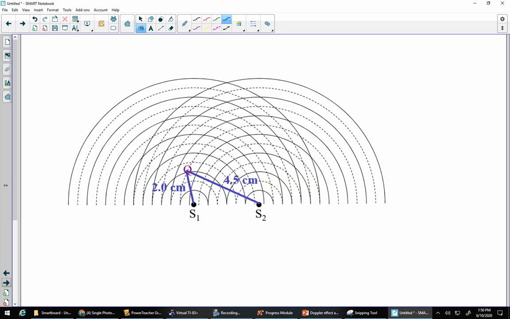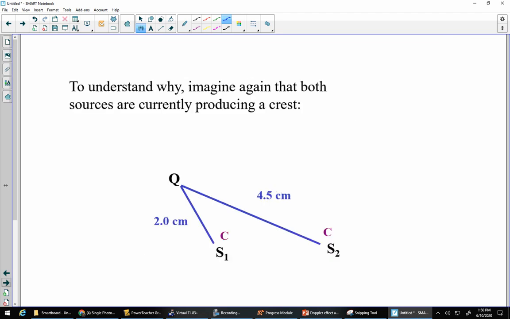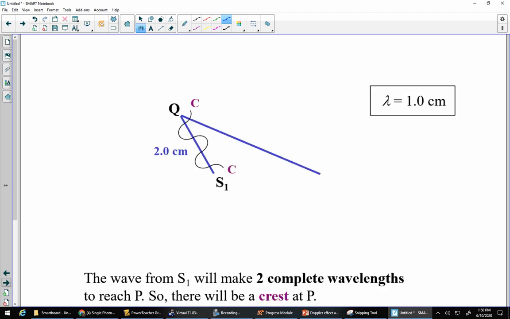If we wanted to do the same thing, with the same wavelength of 1 centimeter, what's the path difference between these two? 4.5 centimeters and 2 centimeters. So if the path difference is a whole number multiple of the wavelength, we have constructive. 2.5 centimeters is not a whole number multiple of one. We're probably going to have destructive interference. So again, let's check this out and try to understand why.